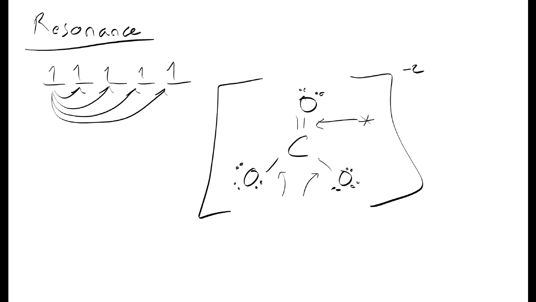Well, there's nothing special about the oxygen up top. It's absolutely identical with the other two oxygens. So there's absolutely no reason why it should get the double bond and not this guy down here on the left or this guy over here on the right. Each one could get the double bond just as easily.